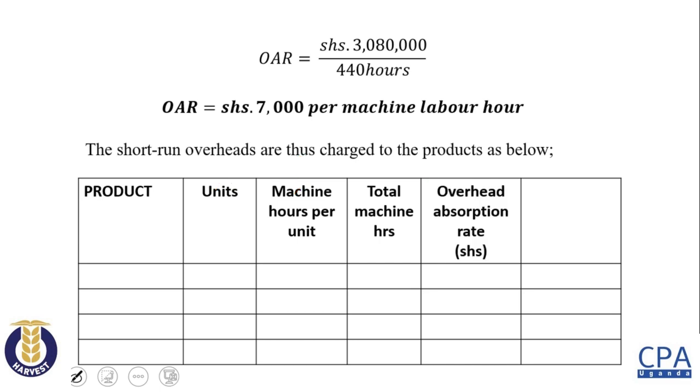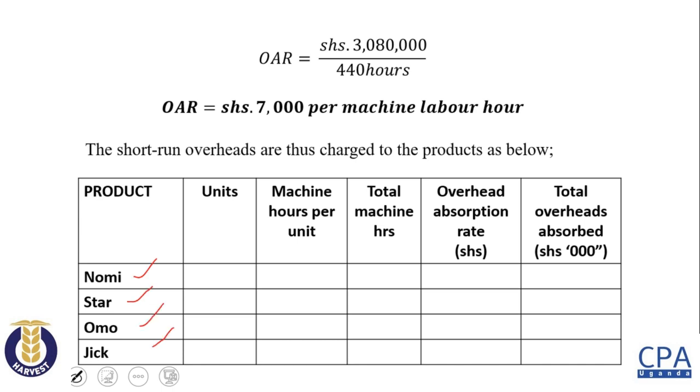Then of course we shall bring in our 7,000 in this column, okay, and then finally we shall get the total overheads that are going to be absorbed or allocated to our products. So of course the different products we have Nomi, Star, Omo, and Jik as before. And as given in the question, we have 10 units of Nomi, 10 units of Star, 100 units of Omo, and 100 units of Jik.